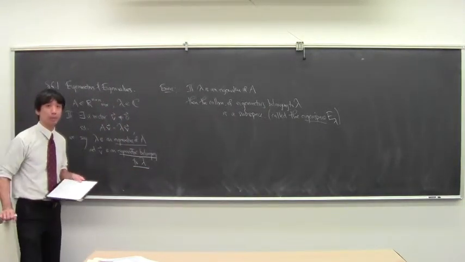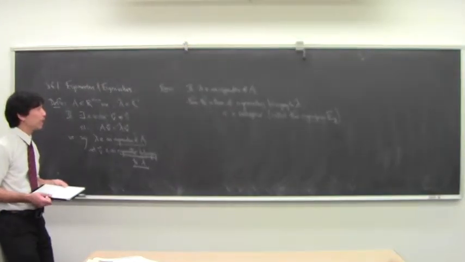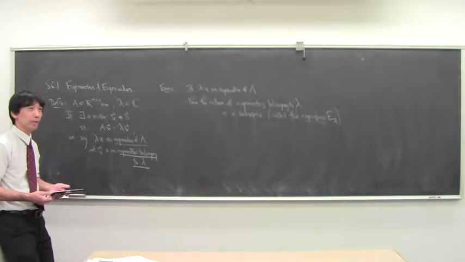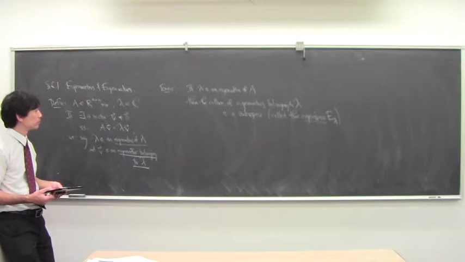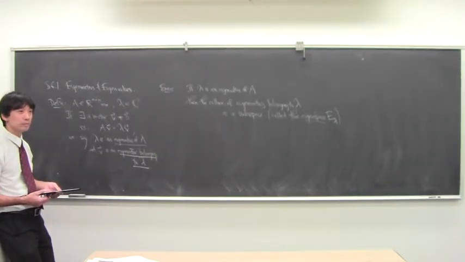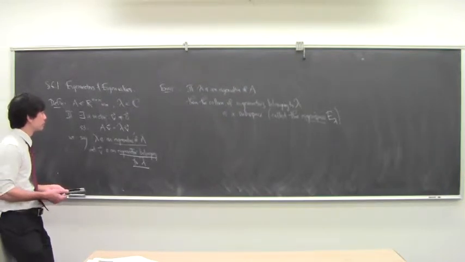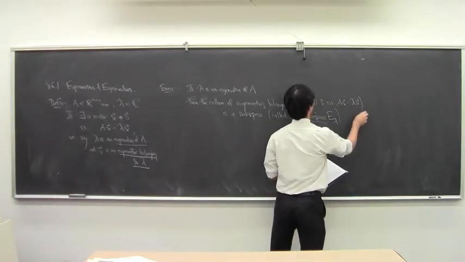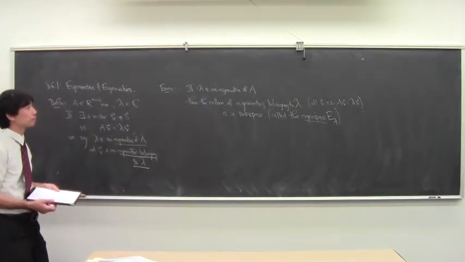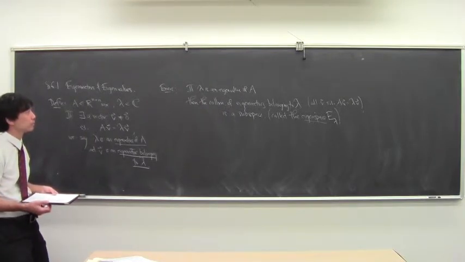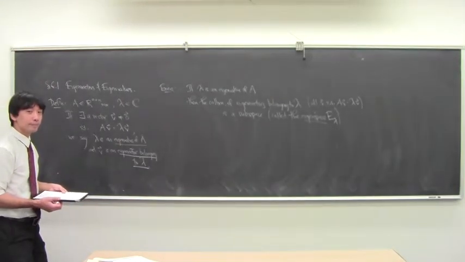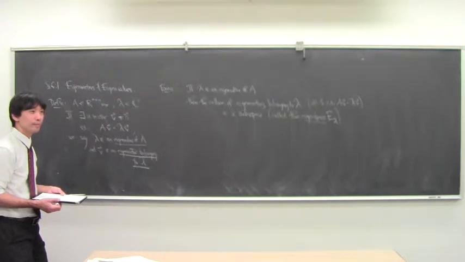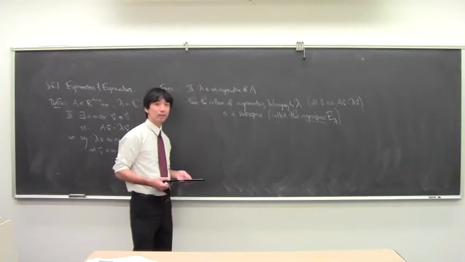So I'd like you to think about why that happens. Why is it true that if lambda is an eigenvalue, then all the eigenvectors corresponding to that eigenvalue are going to be a subspace, right? V such that Av equals lambda v. Okay, anyone have ideas on how to see that?